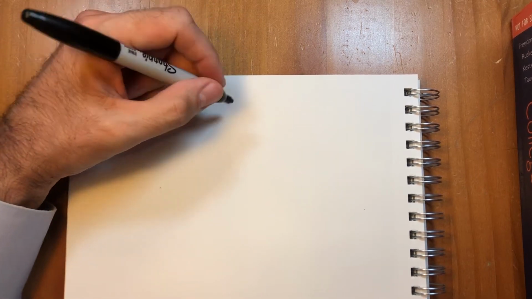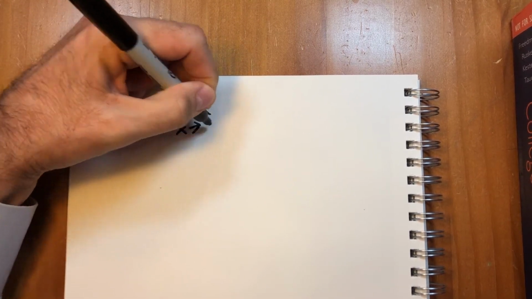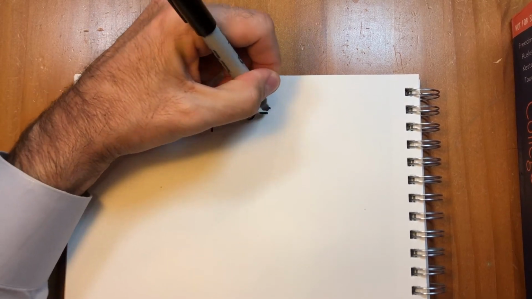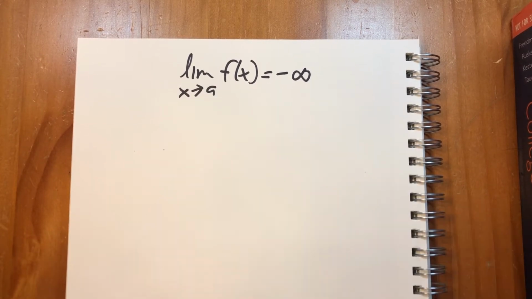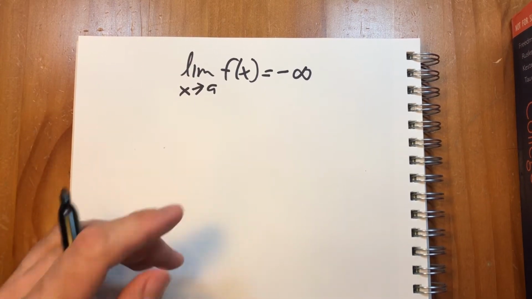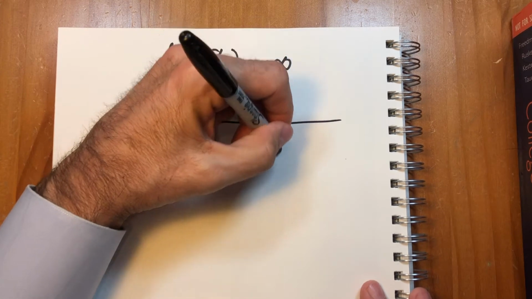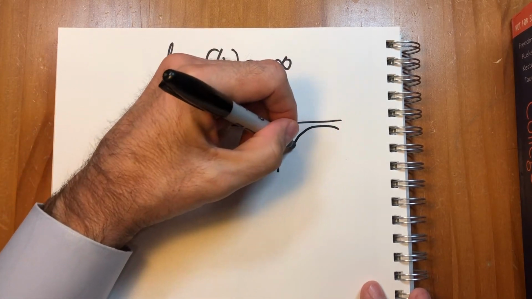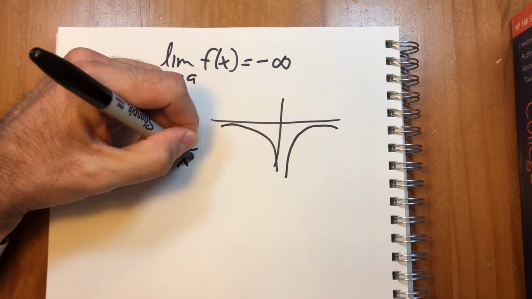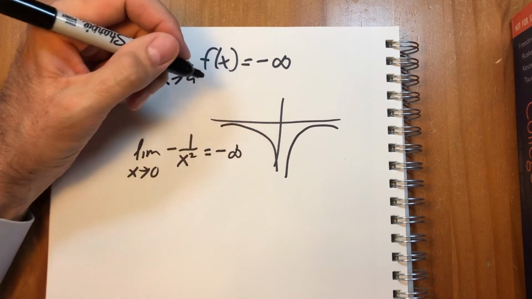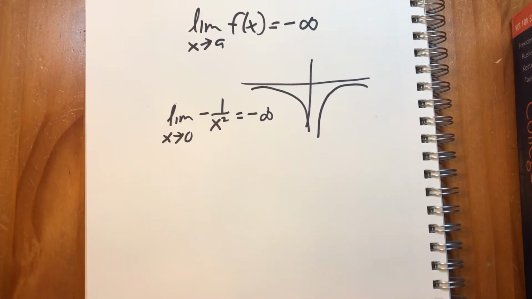Now, the same actually works when f of x gets arbitrarily large negative as x approaches a. So then we write that the limit, as x approaches a, of f of x equals minus infinity. Again, this isn't a number. We're just making a statement about what happens to f of x as x approaches a. What that looks like is basically the opposite. It goes down like this. So if this graph was the limit as x approaches 0 of minus 1 over x squared, then that equals minus infinity. And so we have a similar precise definition as well.